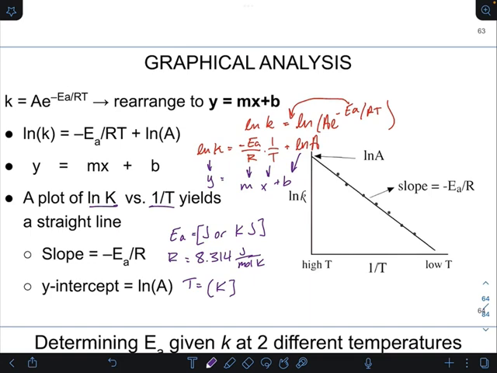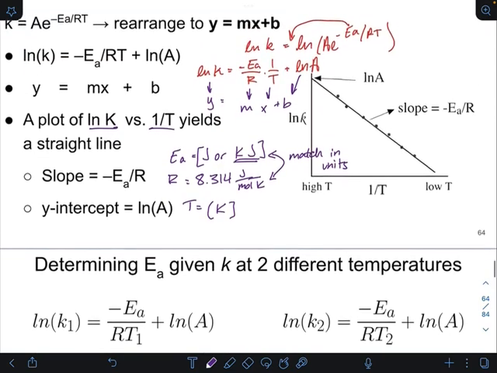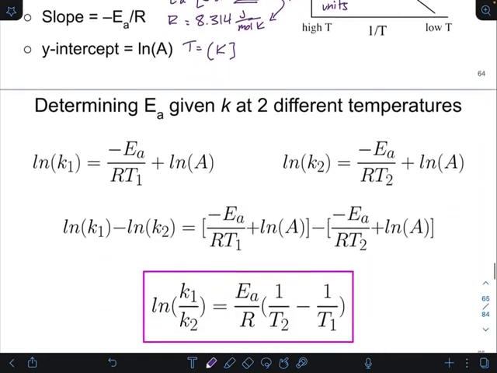And then you need to make sure that your activation energy and your R match in units. Oftentimes activation energies are really big numbers, so they're usually going to be reported in kilojoules. So you either need to change your activation energy to joules or change your R value to kilojoules. All right.